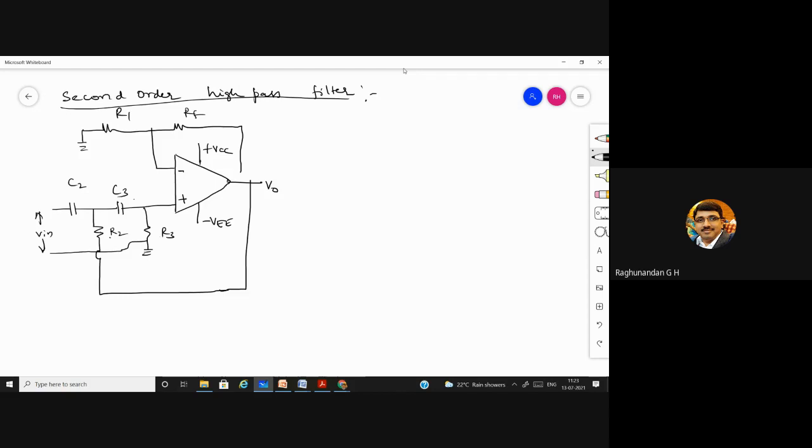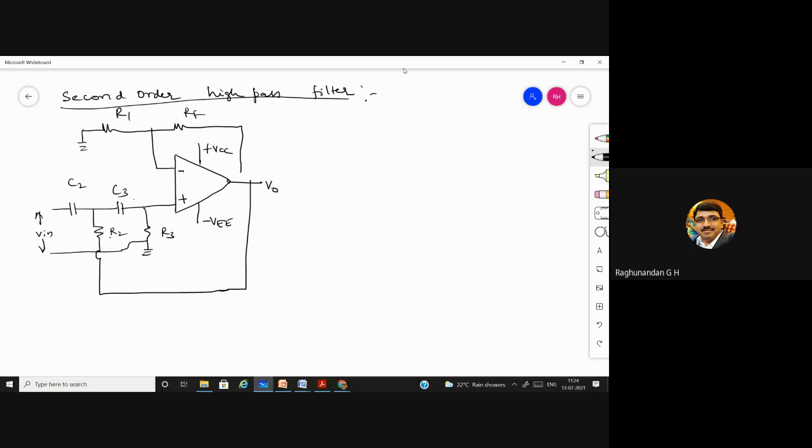The frequency gain of the second order high pass filter is almost identical to the first order filter. The only change is, as I told, the stop band gain rolls off at the rate of 40 dB per decade. That is, at the lower frequencies, the gain was increasing by 20 dB per decade, but here it increases by 40 dB per decade. That is the change which we are having.